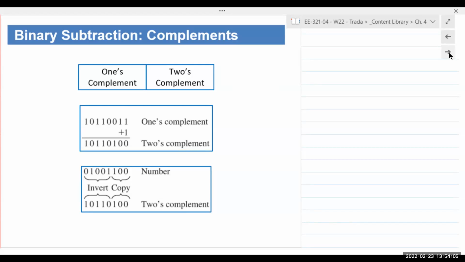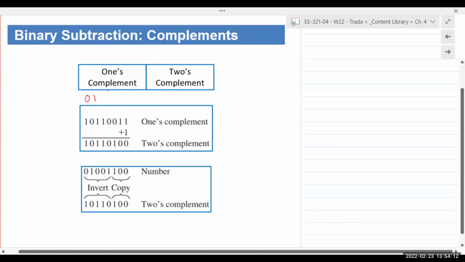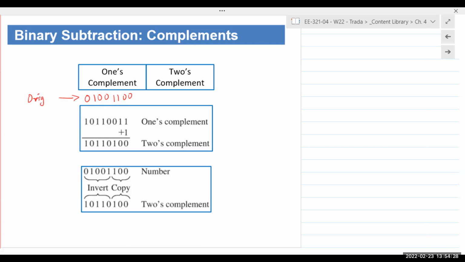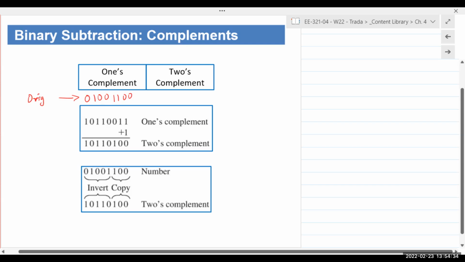So if you have a number, the original number here is basically 0, 1, 0, 0, 1, 1, 0, 0. That's the original binary number. So the ones complement of this number is simply 1011 0011. Just invert the digits. That's all. That's the ones complement.